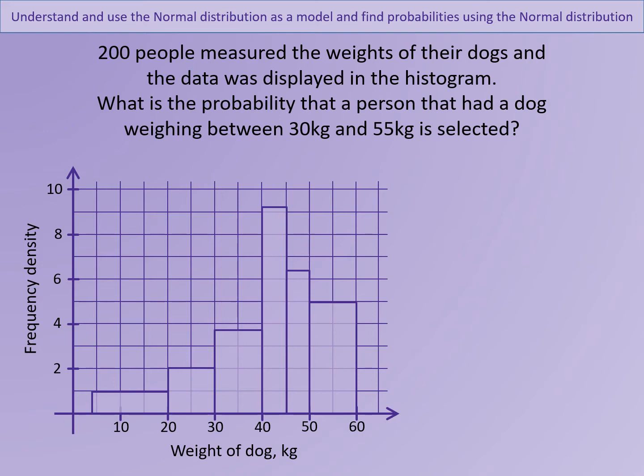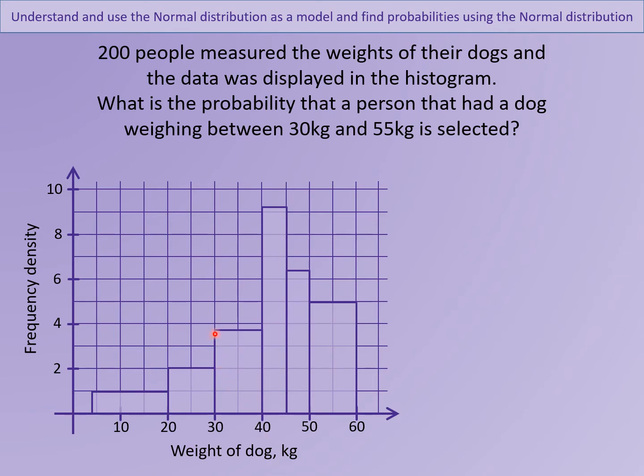And all I'd like you to do is see if you can work out the probability that a person that had a dog weigh in between 30 kilograms and 55 kilograms is selected out of all of those people. Okay, so you want to pause it, have a go at calculating the answer to that question first of all. And then when you're ready, you can just restart.